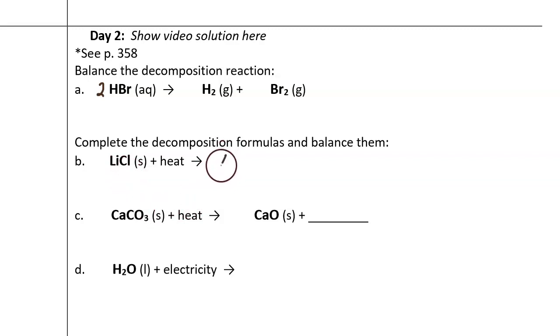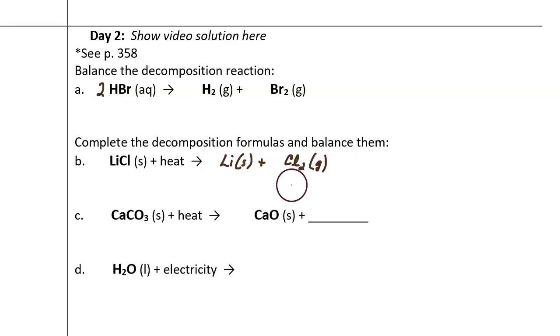One of them is lithium. That's a metal. Lithium is solid at room temperature, like most metals are. And the other substance is chlorine. Chlorine is a gas at room temperature, and the formula is Cl2, not just a single Cl.